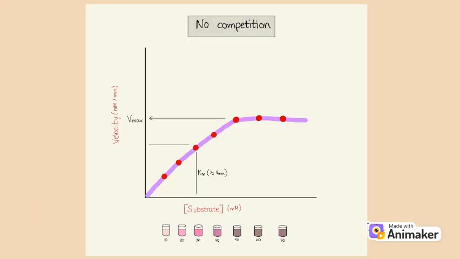This graph shows the relationship between substrate concentration and velocity when no competitors are present. As the substrate concentration increases, the reaction rate rises quickly and then levels off when the enzyme is saturated. This maximum rate when fully saturated is Vmax. The substrate concentration where the reaction rate is half of Vmax is called Km.